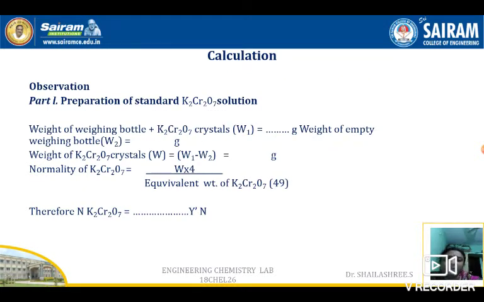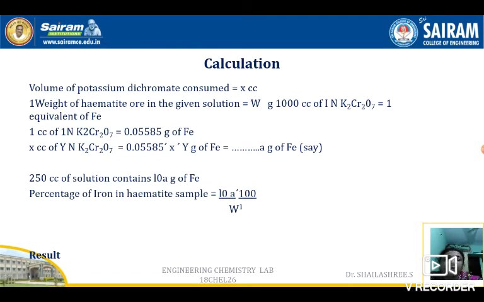In the calculation part, you have to weigh the salt with the bottle, that is W1, and the weight of the empty bottle is W2. W1 minus W2 gives the weight of the potassium dichromate taken. When you multiply it by 4 and divide it by the equivalent weight of potassium dichromate, 49, you will get the normality of the potassium dichromate, that is Y normal. You will do 3 trials of the titration, and any one trial you take, the burette reading is X. Y is the normality of the potassium dichromate.